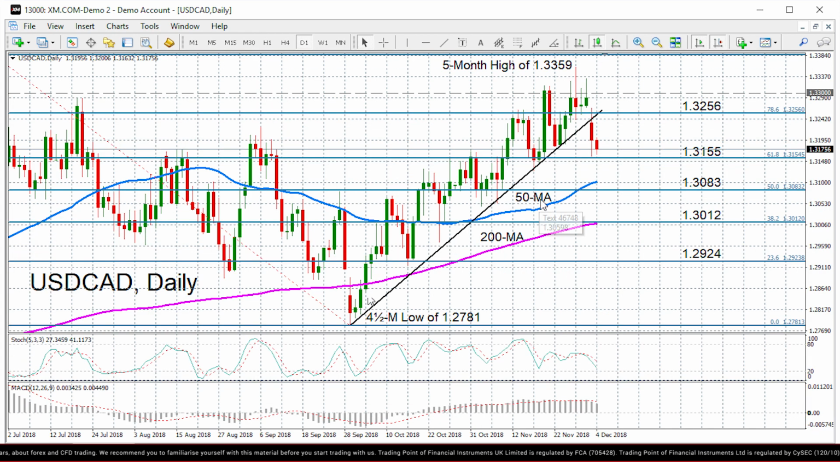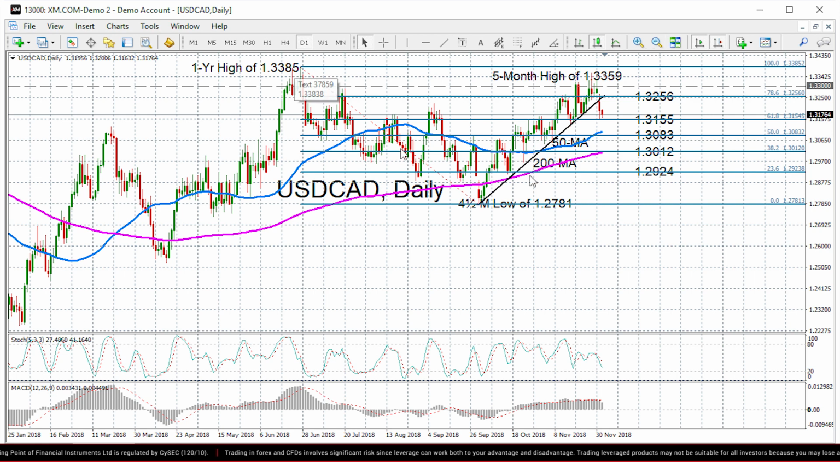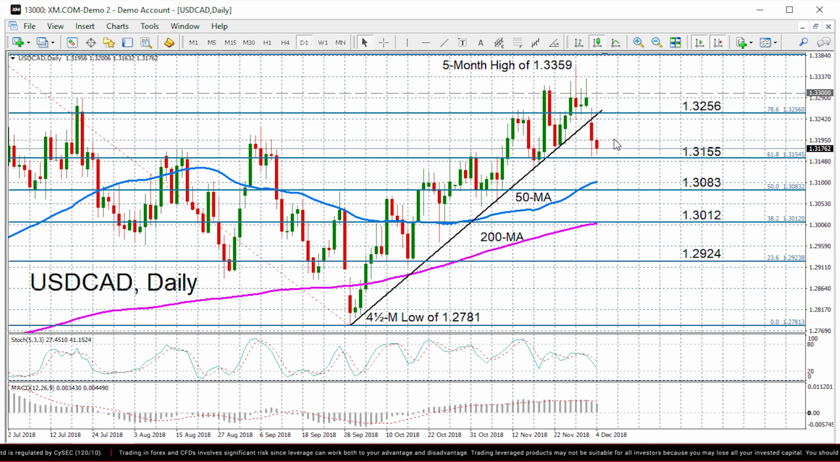Let's now turn our attention to USDCAD. Earlier this week we saw the pair breaking below the ascending trend line. There is support coming though at the moment from the 61.8% Fibonacci of the downleg from 1.3385 to 1.2781. If that support level fails to hold, we could then see the pair drifting further downwards to another support area that's around 1.3083. That's the 50% Fibonacci, and has been a previous support and resistance area.